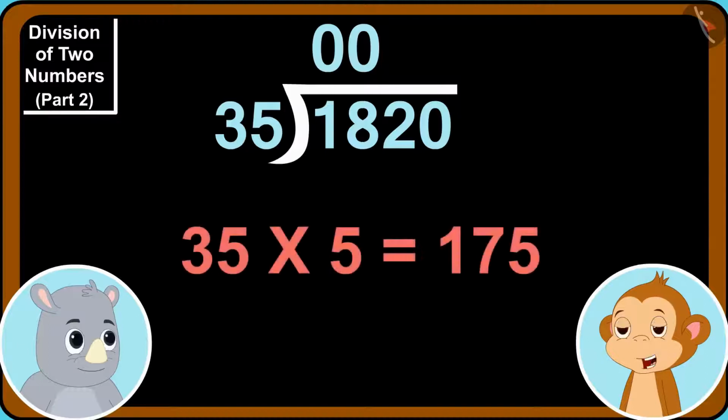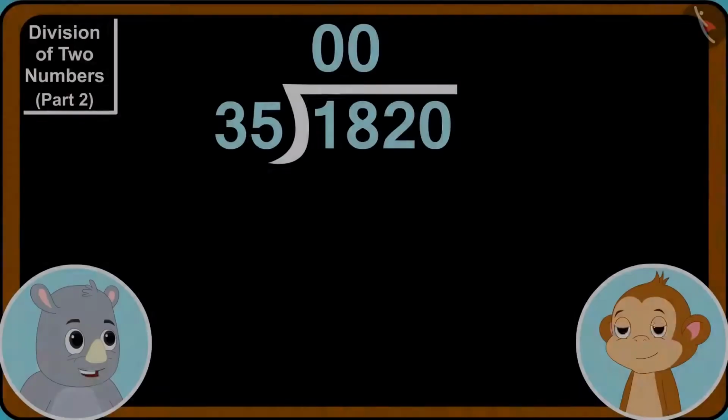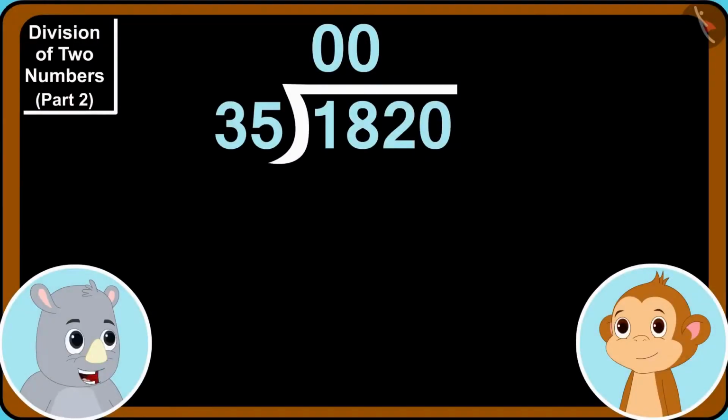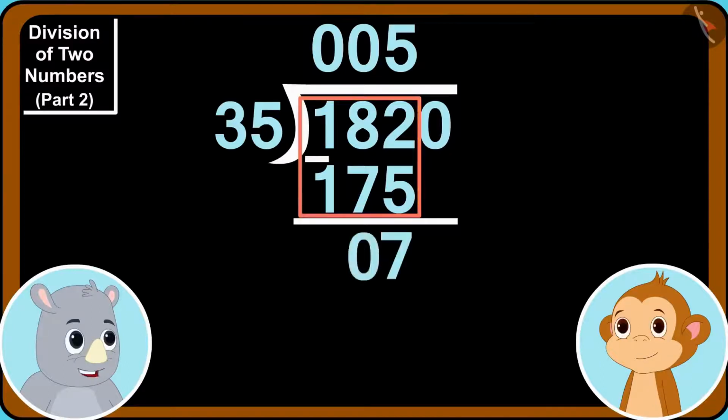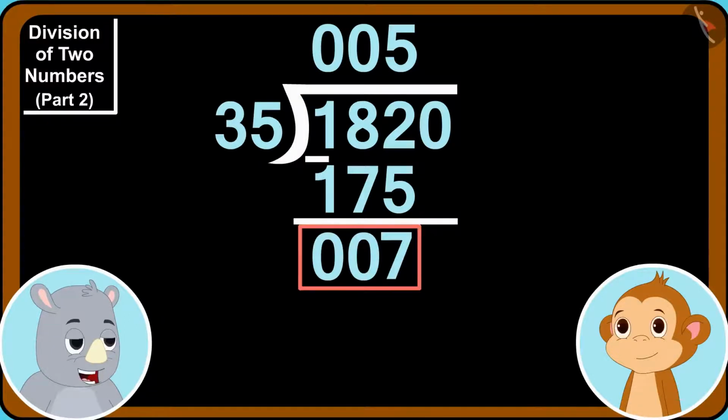Yes. 35 times 5 is 175. Alright. So, we will write 5 here and 175 down here. Now, we will subtract 175 out of 182. Now, we will bring down 0 and write it next to the 7 at the bottom in this way.